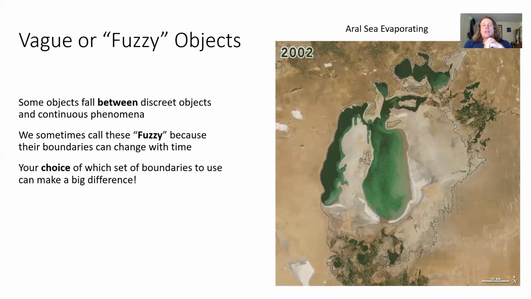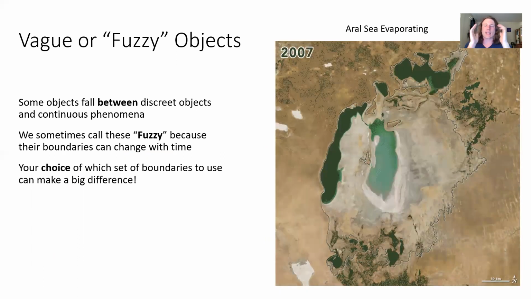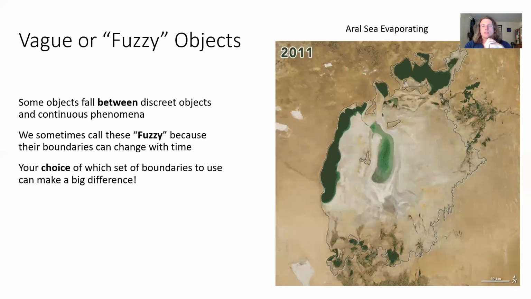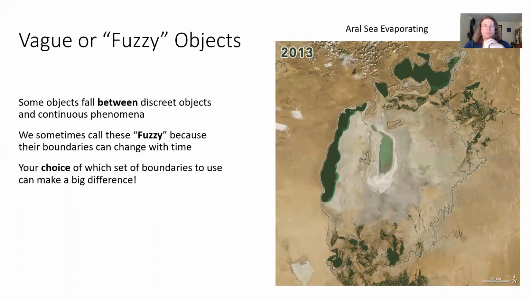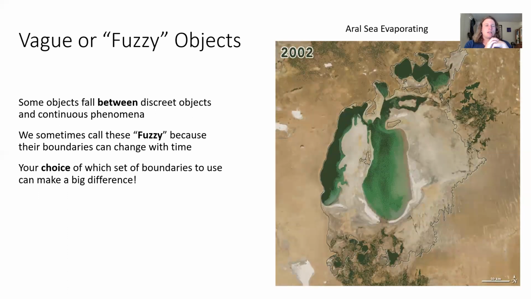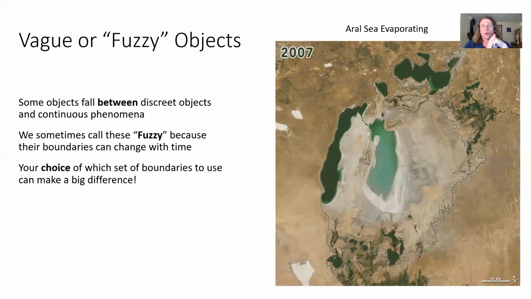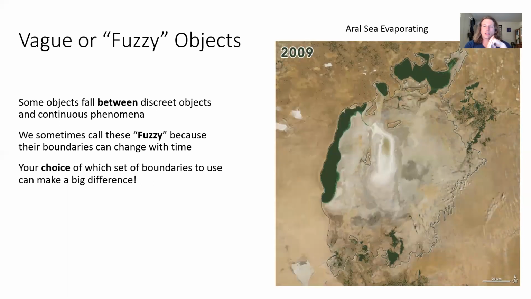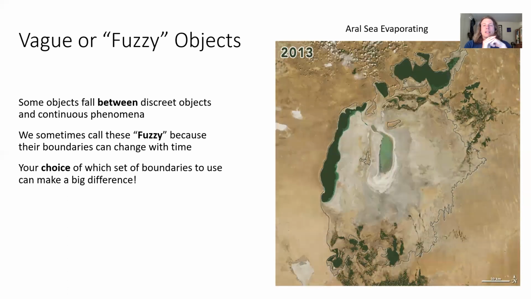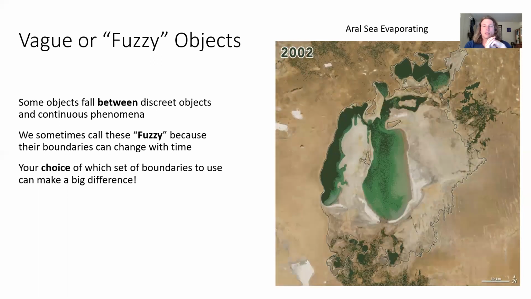Now, things are rarely as cut and dry as discrete or continuous. If you take a snapshot in time, maybe something is going to be discrete or continuous, but often it falls somewhere between. So we call these things vague or fuzzy objects. A good example would be the Aral Sea, which at one point in the 1960s was the fourth largest inland body of water in the world. But due to poor water management practices, the sea has shrunk to just a fraction of its former size.